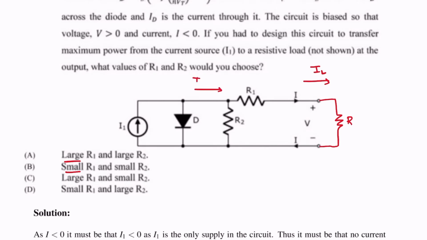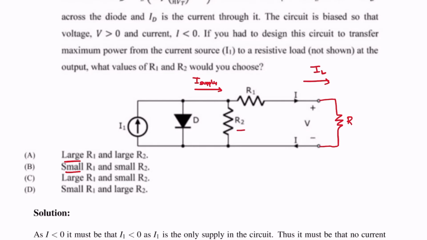There is a current coming from the supply which splits across two branches, one branch being R2, the other branch being R1 in series with R. And of course now this is a current division problem.